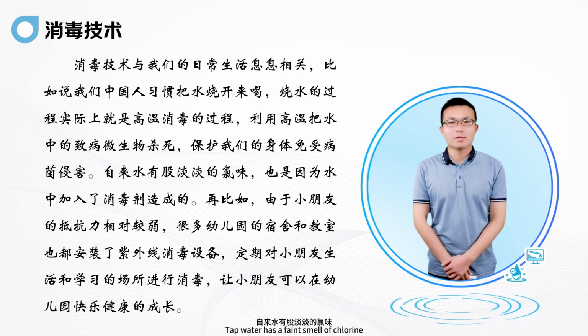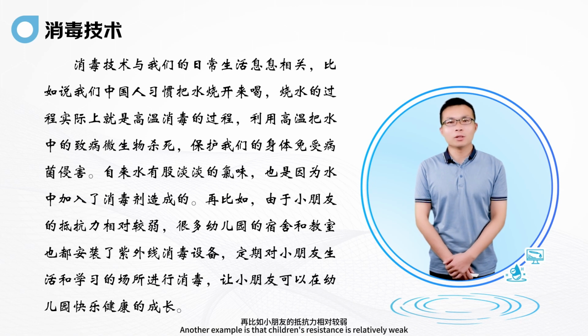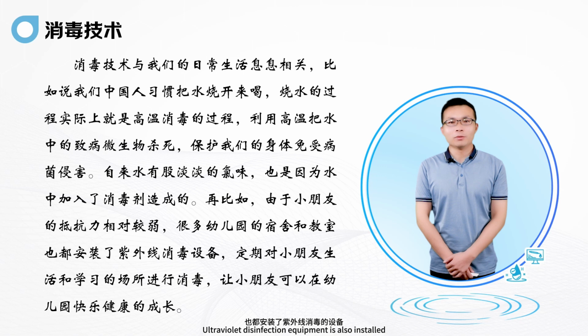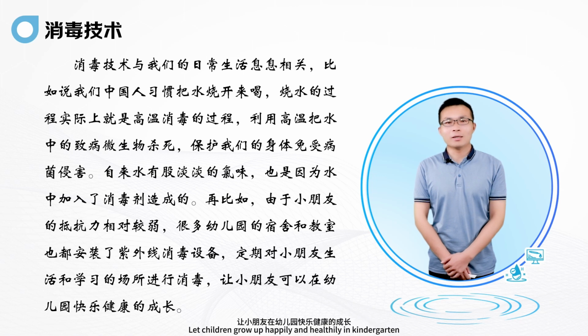Tap water has a faint smell of chlorine. It is also caused by adding disinfectant to the water. Another example is that children's resistance is relatively weak. Dormitories and classrooms in many kindergartens have ultraviolet disinfection equipment installed. Disinfect the places where children live and study regularly. Let children grow up happily and healthily in kindergarten.